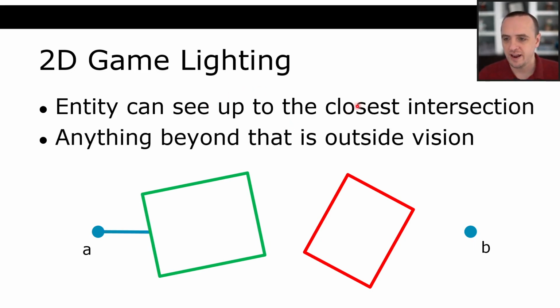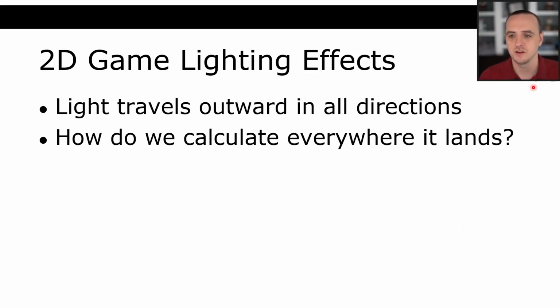So the entity can see up to the closest intersection. And you just take the distance between A and the intersection point, you get the distance, and then you can find the closest one. Anything beyond that is outside of its vision. So A cannot see over here, for example. So, 2D game lighting effects.